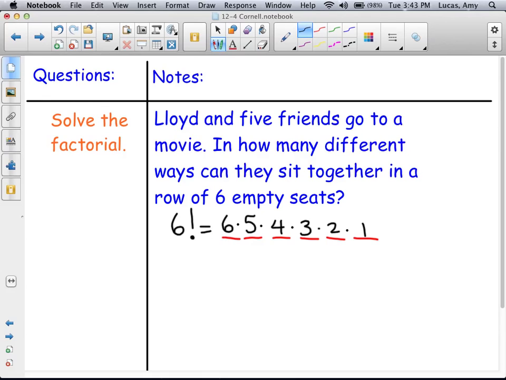Because a factorial means that you're multiplying together all of the whole numbers, starting with the number that you have the factorial for, down to 1. So 6 factorial is 6 times 5 times 4 times 3 times 2 times 1.